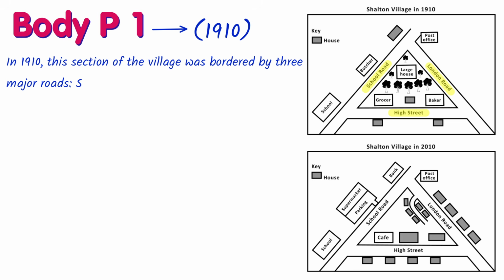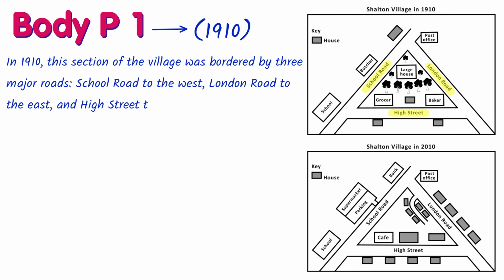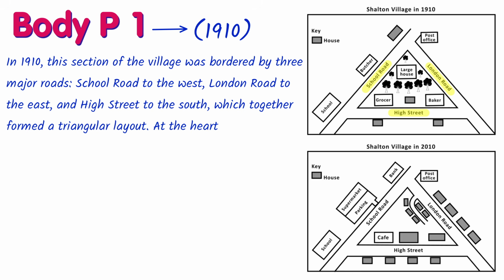by three major roads. School Road to the west. This is very important. We should talk about the location of each road. So to the west, London Road to the east, and High Street to the south. And together they formed a triangular layout. Now, at the heart, now we can describe the heart of this triangle.